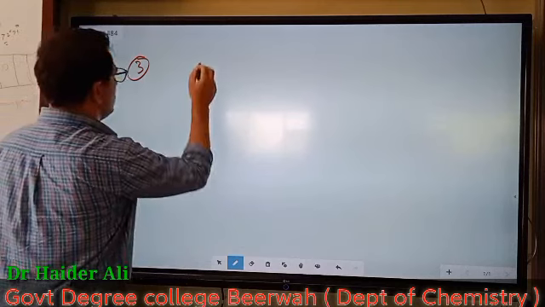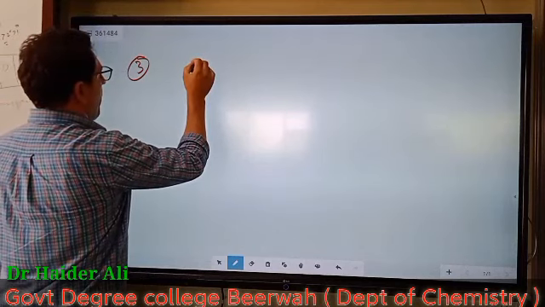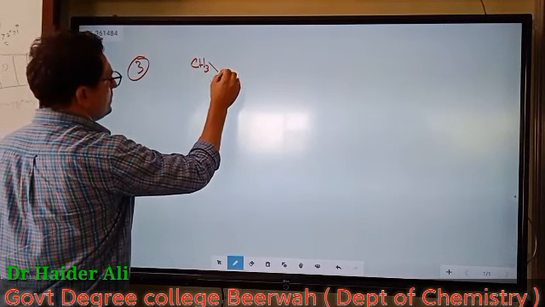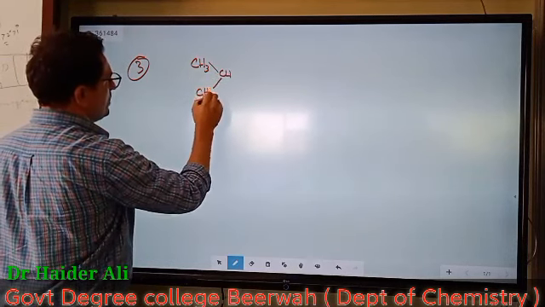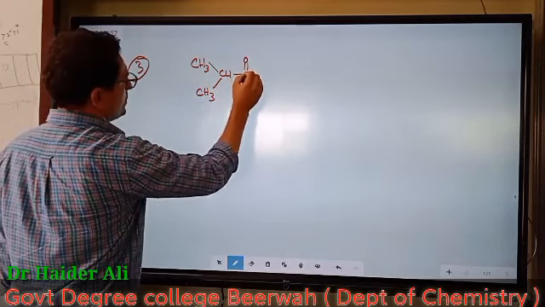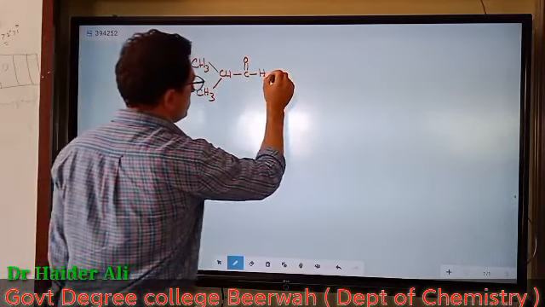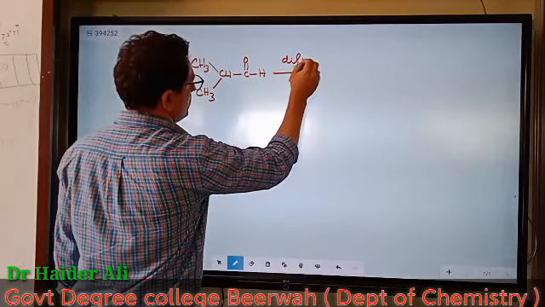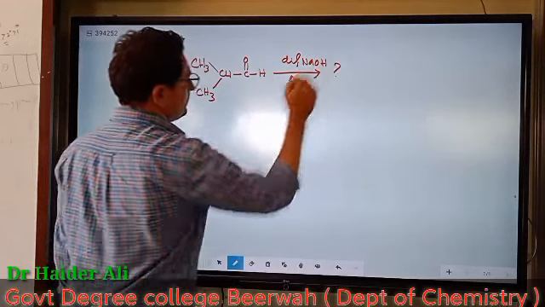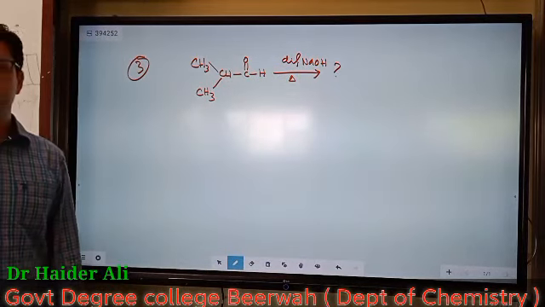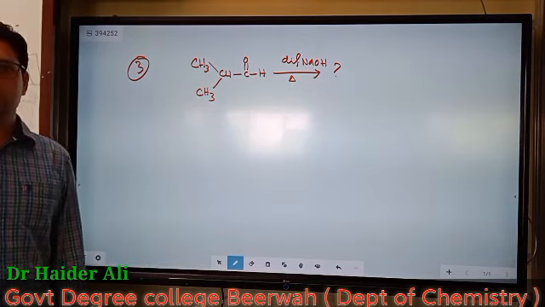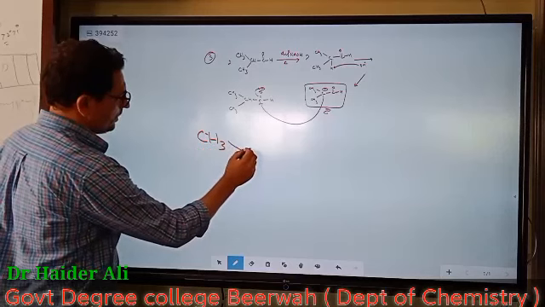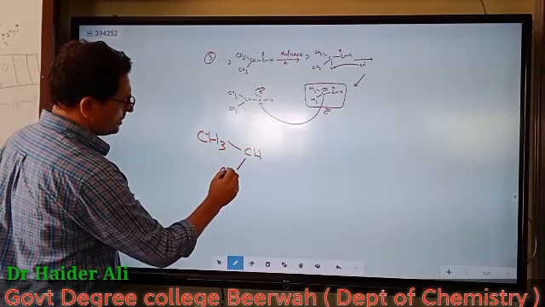Example number 3. CH3 CH CH3 C double bond OH, dilute NaOH. Who can make the product here? Who will make the product? Anyone from you? Come. You get this type of structure CH3, CH, CH3.